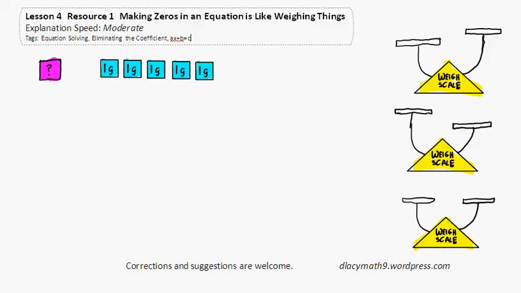This is Lesson 4, Resource 1. Making zeros in an equation is like weighing things.